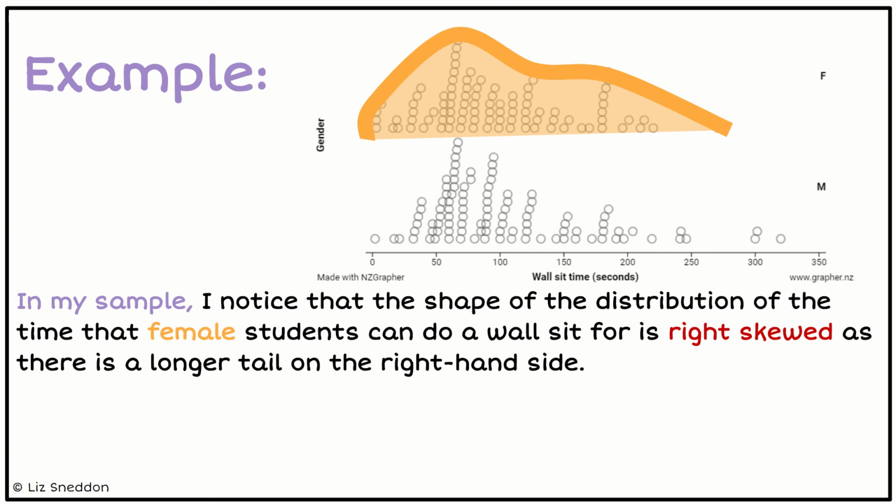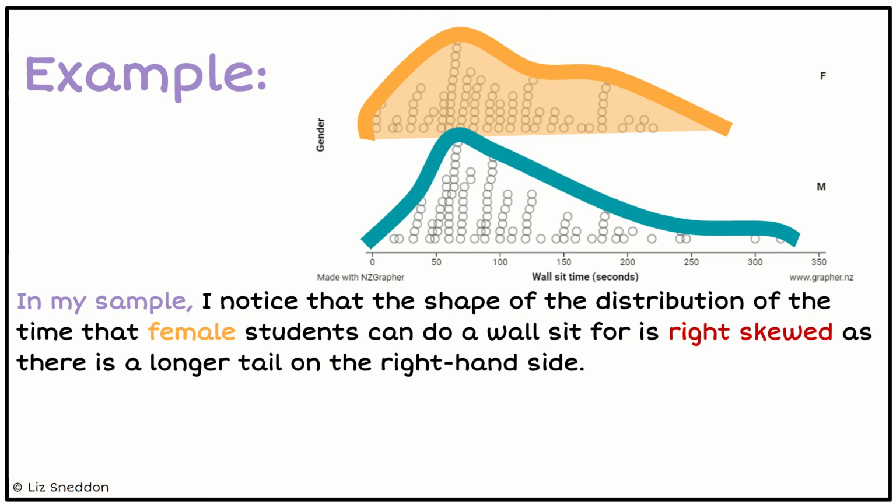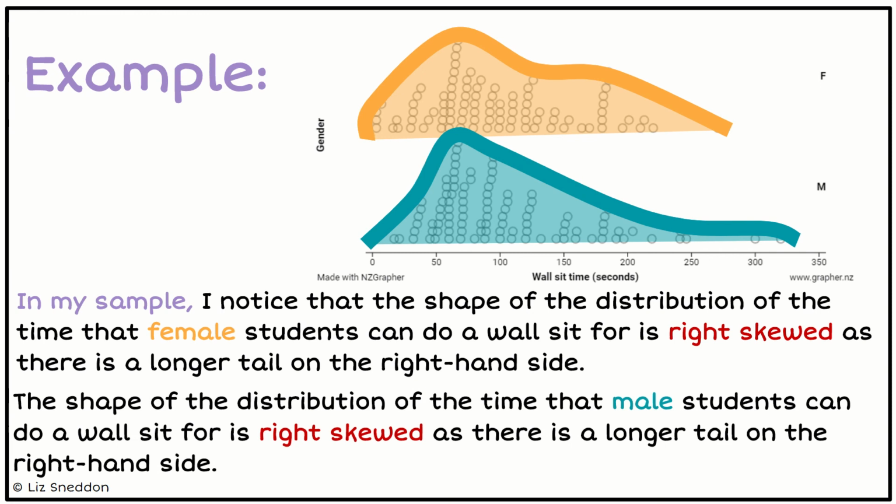Let's do the same kind of thing now for our males. So males, we do the shape over the top, colour that one in, and think again there's a lot more data on the left hand side, a little more spread out, longer tail on the right hand side. So that too looks like the male students' distribution of times for wall sits are also right skewed because they have a longer tail on that right hand side.